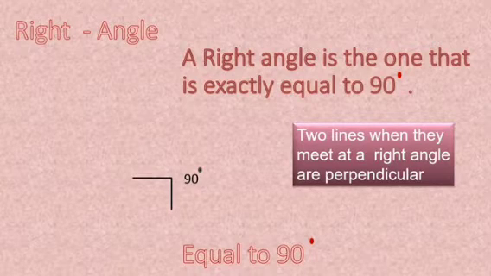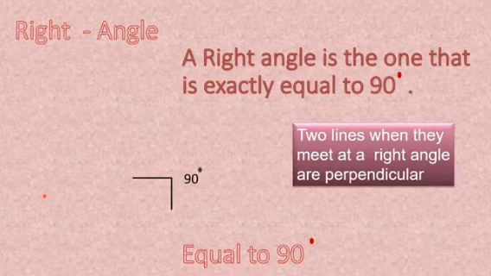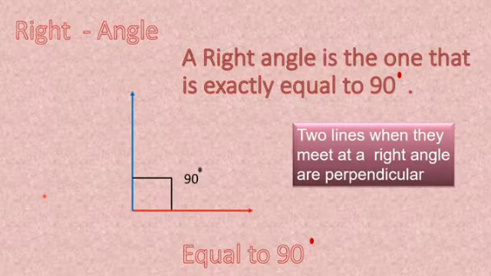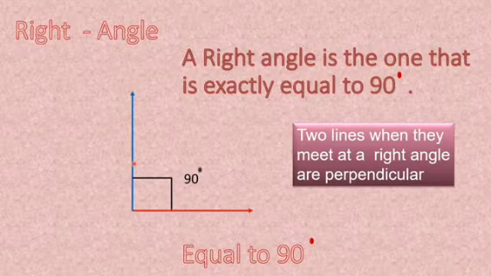Now let's move on to the next type of angle, which is the right angle. Now, what's a right angle? A right angle is the one that is exactly equal to 90 degrees. Children, if you observe, both the rays intersect each other at a particular point where they form an angle which is equal to exactly 90 degrees. Not a degree less, not a degree more. It is exactly 90 degrees. This angle is called a right angle.